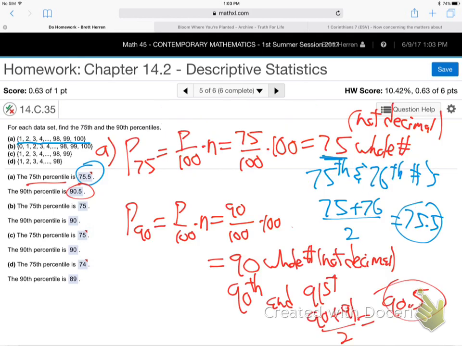On the last one, remember, it came out whole number. And so you take two numbers. Everybody see the difference? When you do the little P over 100 times N thing, if it comes out a whole number, you grab two numbers and average them. If it comes out a decimal, you round it up and just grab one number. Good with the game plan?